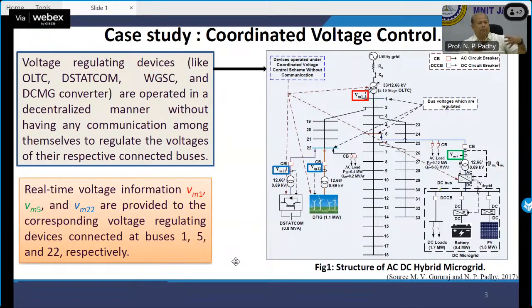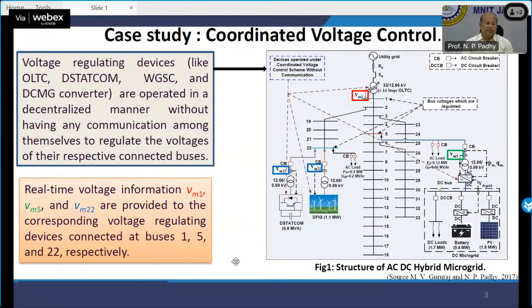So if you have a tap changing transformer connected, it's automatic. It will measure the voltage. If it is 1, it is good. If it is less than that, it will try to switch to a point where the voltage can be boosted. Is it okay? Without any communication, they are operating independently, irrespective of the other control devices.